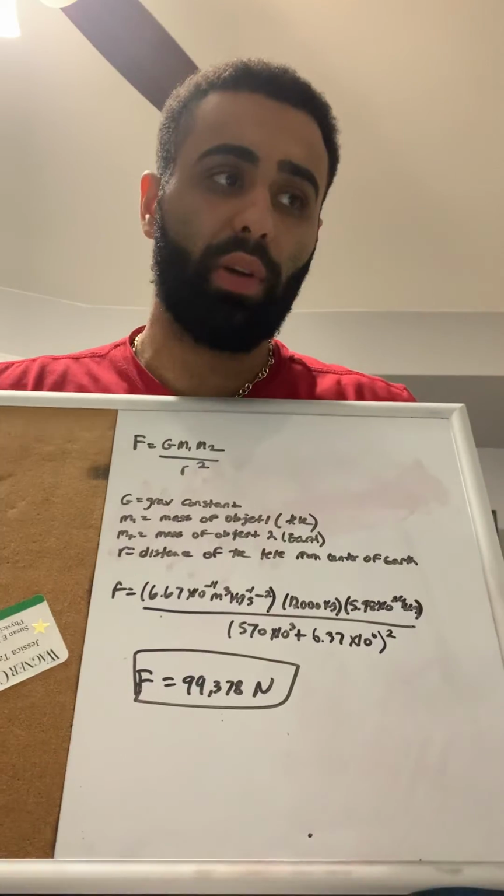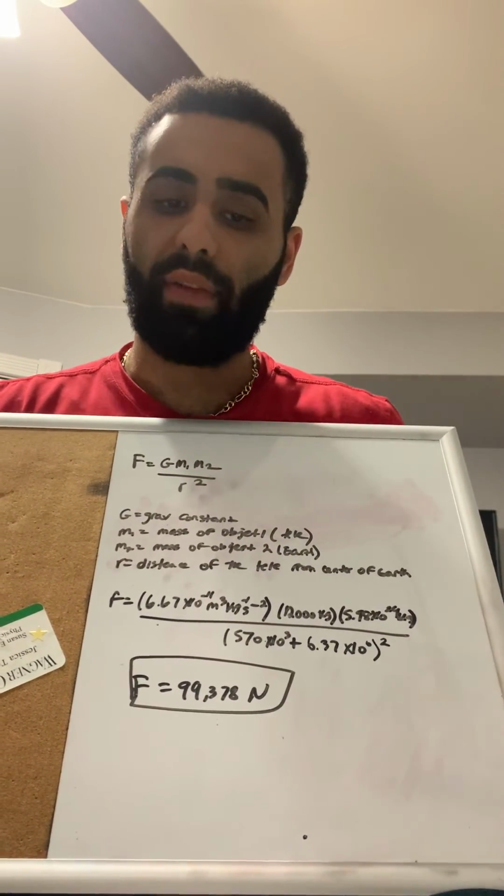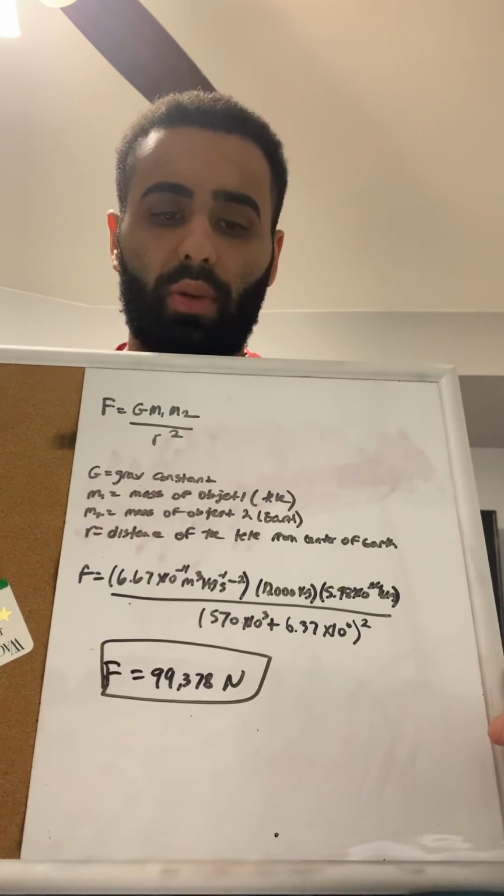99,378 newtons of force. So that would be the force of gravity acting on the telescope from the planet Earth. And that was Group B, question 1.